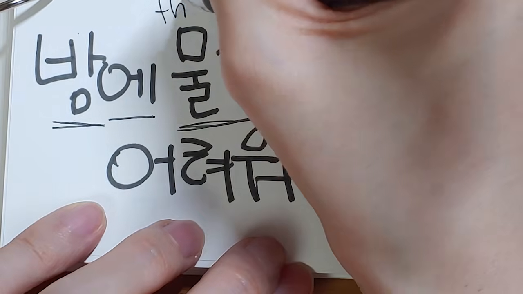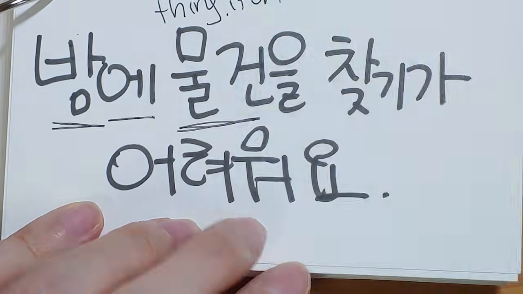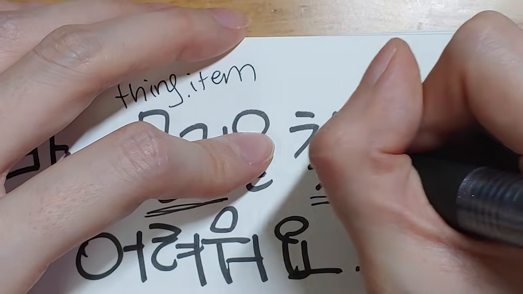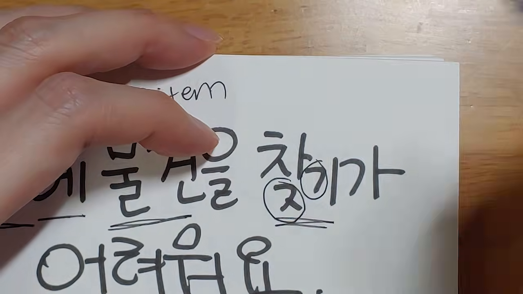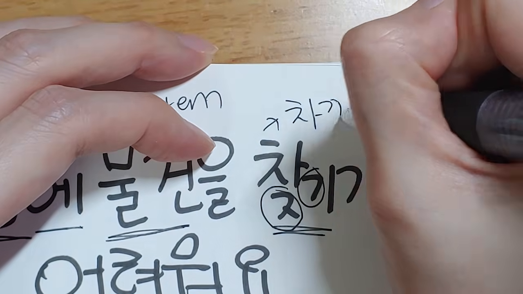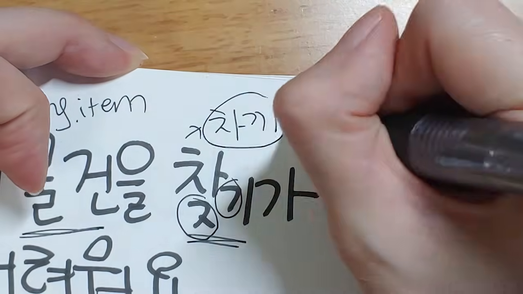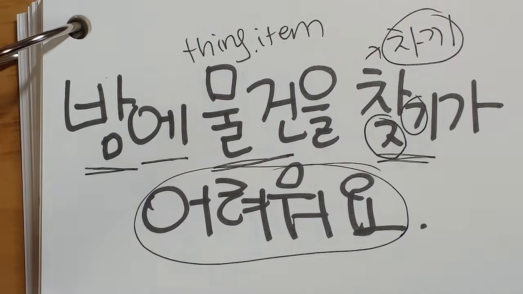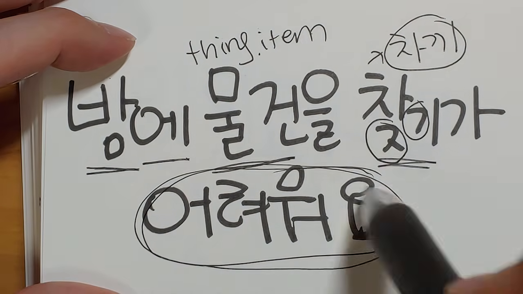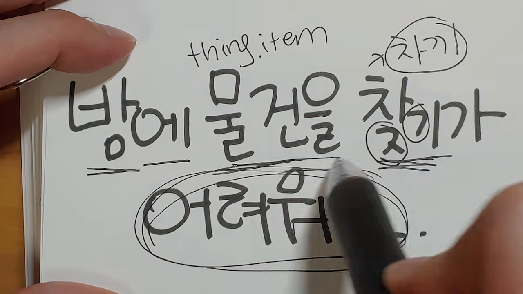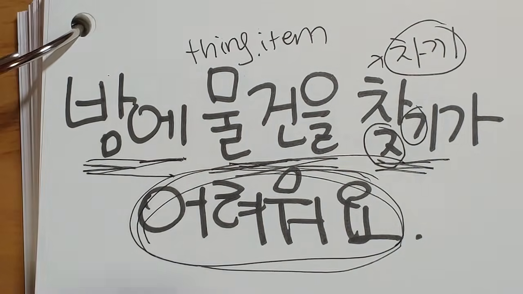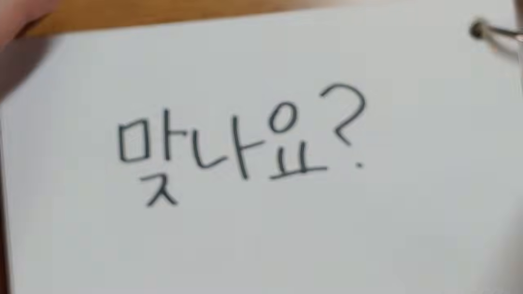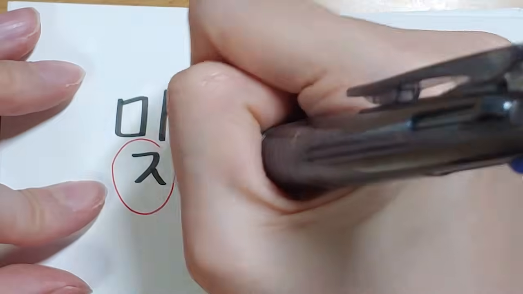물건 means like thing, an item, an object. 물건을 찾기가, so this one is a combination of that sound and 그 sound, right? So this one is pronounced 찾기. 찾기가 어려워요. 어려워요 means difficult. So this whole sentence means it's difficult to find an item, an object at night. It's difficult to find things at night. 찾기가 어려워요.